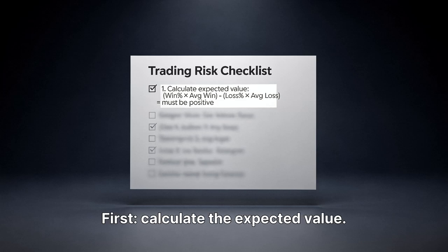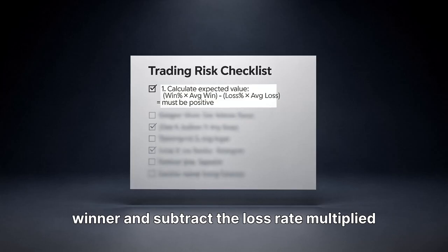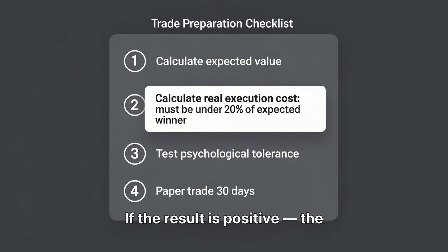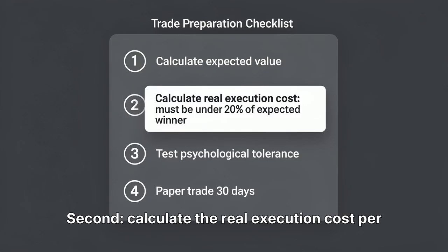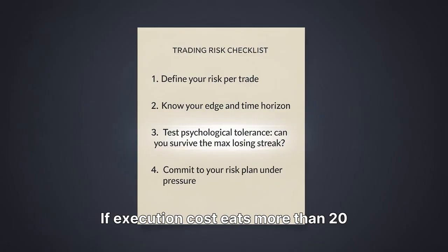First, calculate the expected value: multiply the win rate by the average winner, and subtract the loss rate multiplied by the average loser. If the result is positive, the strategy has edge. If it is negative or 0, do not trade it. Second, calculate the real execution cost per trade, including spread, commission, and typical slippage. If execution cost eats more than 20% of the expected winner, the edge may not survive live conditions.